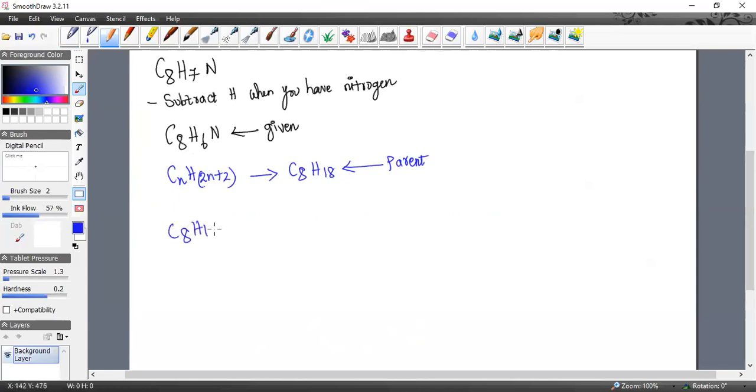So C8H18 is the parent, and C8H6. Again, you don't need to include the nitrogen in the mathematical portion, so this cancels out, which leaves us with 12 over 2, which is 6. Okay.